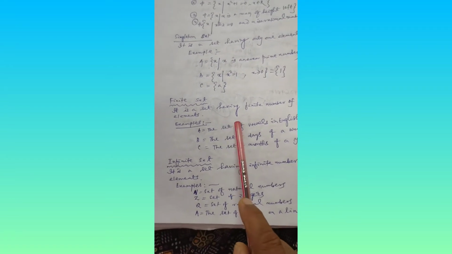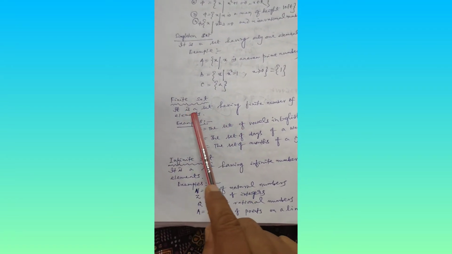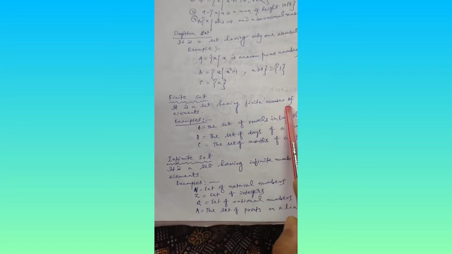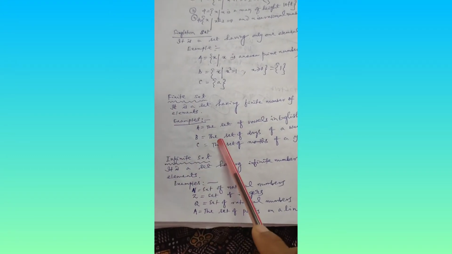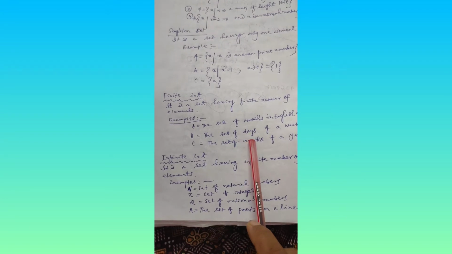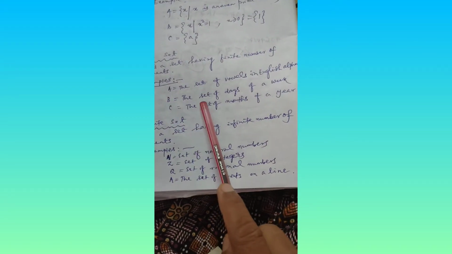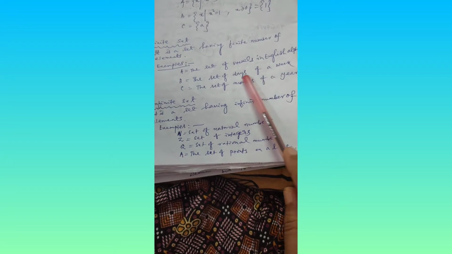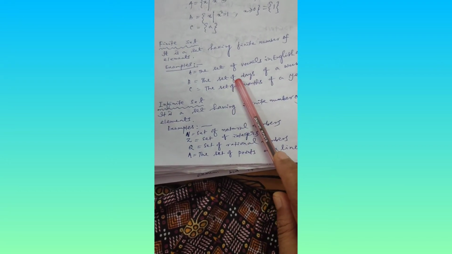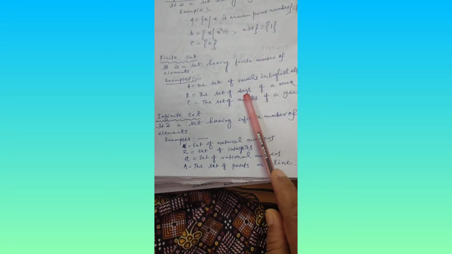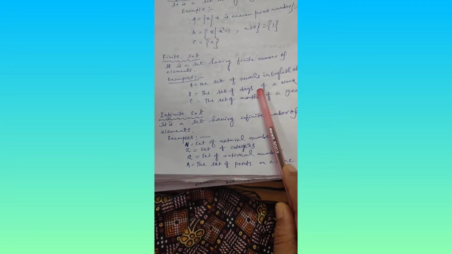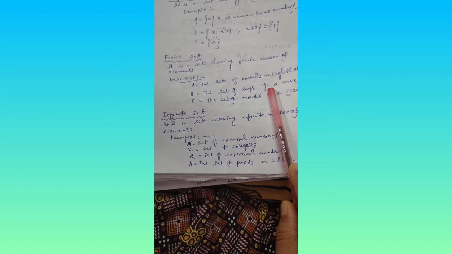Now, we learn about finite sets. Finite set is the set having finite number of elements. That means its elements can be counted and expressed in numbers. Let's consider some examples. Let A be the set of vowels in English alphabet. Definitely, this set A has 5 elements named A, E, I, O and U. Therefore, A is a finite set as it has a definite number of elements.